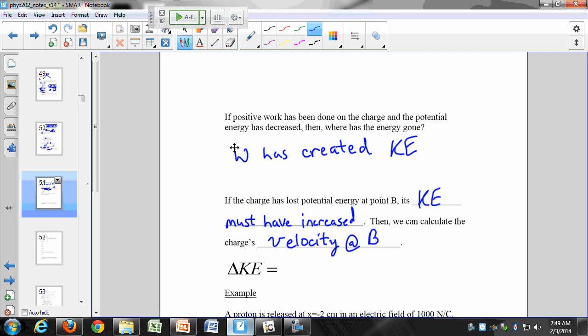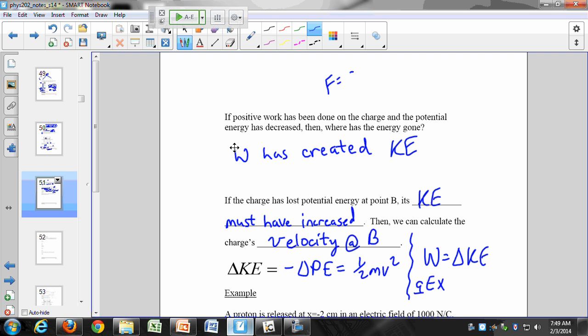So we can say that delta KE is equal to the negative of the change in potential energy, which is equal to 1/2 mv squared. Or you can think of it in this way, that the work done on this particle equals our change in kinetic energy. That is to say QEx, which is our work. That's our force times our displacement. Our force is QE, where F equals QE. Work equals F times x. So this is our work, QEx, and our kinetic energy is 1/2 mv squared.